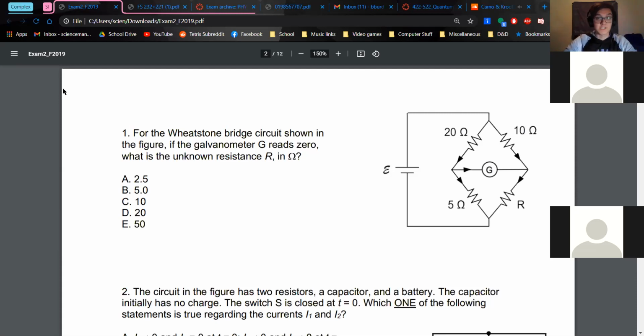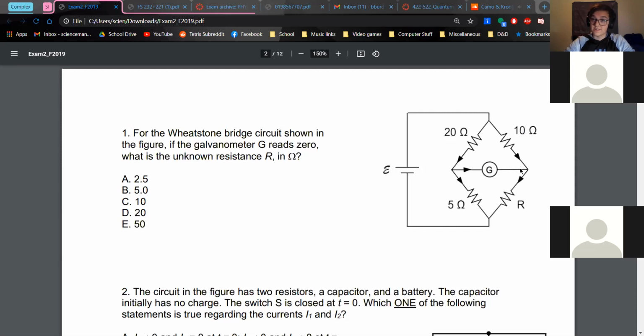So anyways, first question, Wheatstone Bridge. This is not as hard as it looks, but what we've got is a configuration of resistors here. We're told that the current through the galvanometer right here, so galvanometer is a fancy word for something that measures current.